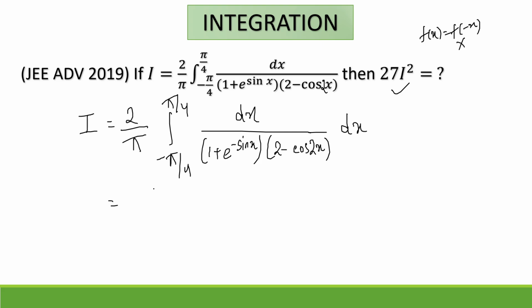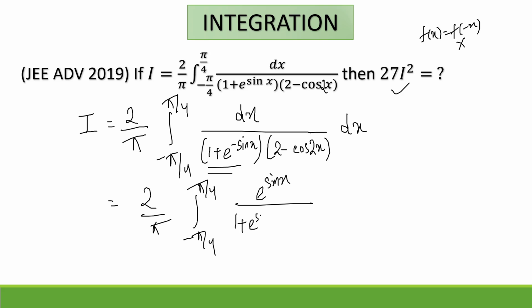Okay, so this means that we can take the LCM here, and this would give you 2/π times the integral from -π/4 to π/4 of e^(sin x) upon 1 + e^(sin x), into 2 - cos 2x.